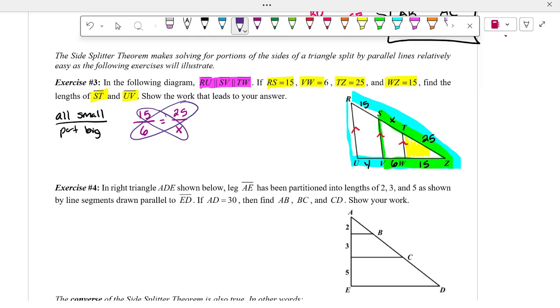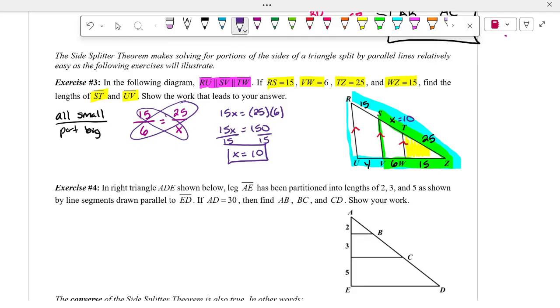So if I cross multiply, I get 15x is equal to 25 times 6. What's 25 times 6? 150. Divide by 15. X is 10. Now, that one was the easy one. Well, the other one isn't hard. You just got to do one extra step.